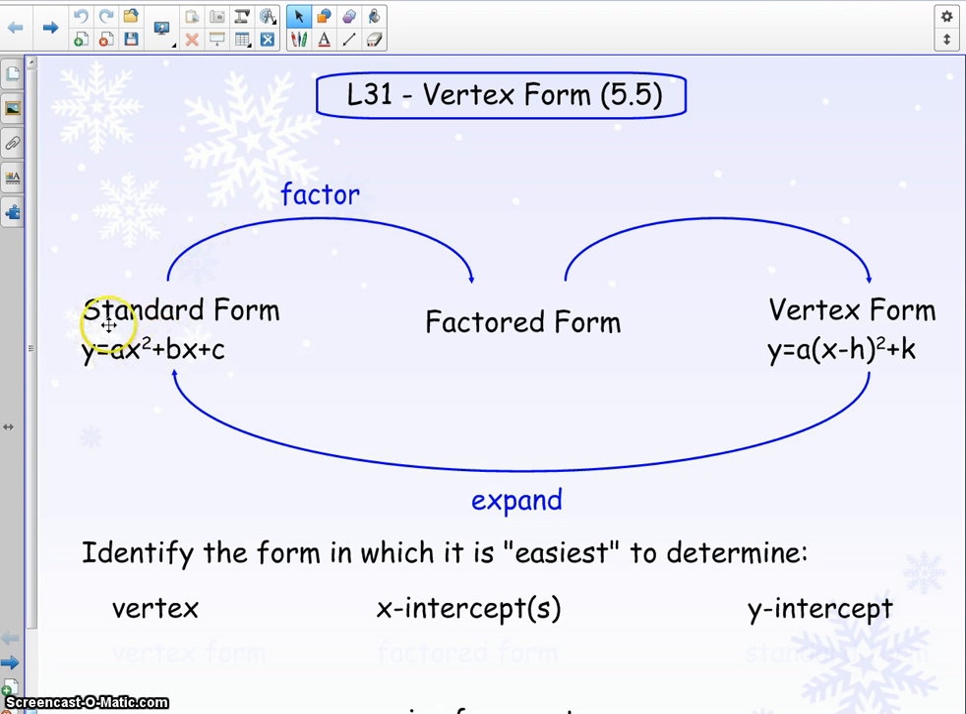If we're in standard form, remember that we can always get to factored form by factoring, since we spent all of last unit on that. And if we're in factored form, we can always get to standard form, going the other way, by expanding.